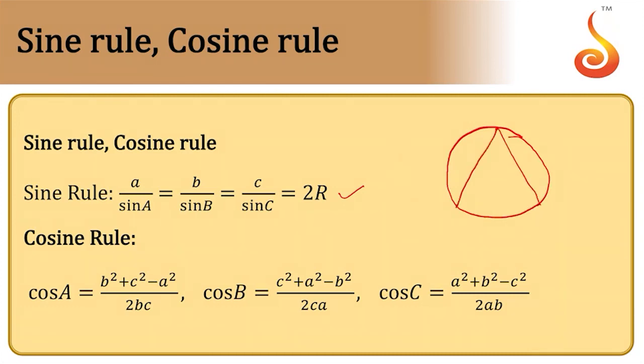This is a triangle. This is a center. So this is capital R. So this is A, this is B, and this is C. So cosine rule, cos A is b square plus c square minus a square by 2bc. Cos B, c square plus a square minus b square by 2ca. Opposite to A is small a, opposite to B is small b, opposite to C is small c. So this is cos A, cos B, cos C. These are very important and frequently we use.